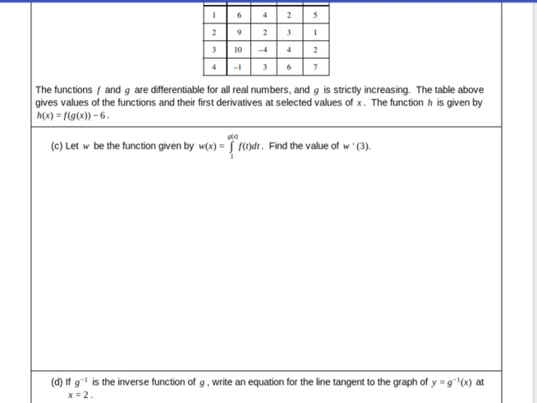All right, part C here. Let W be the function given by W of x is equal to the integral from 1 to g of x of f of t dt. Find the value of W prime of 3.